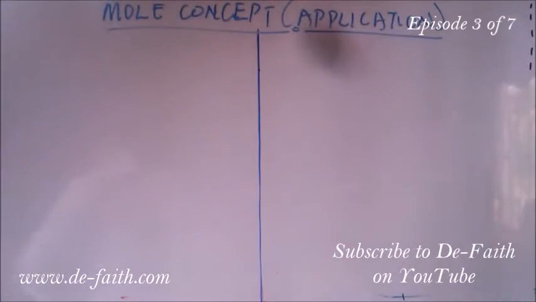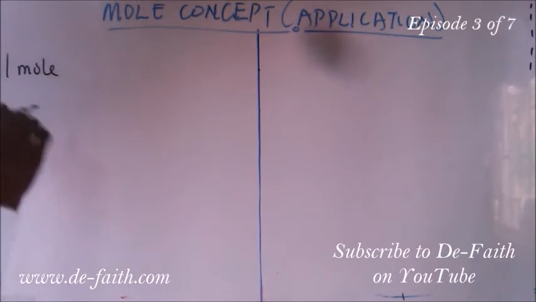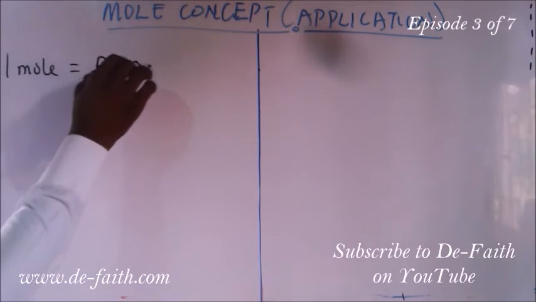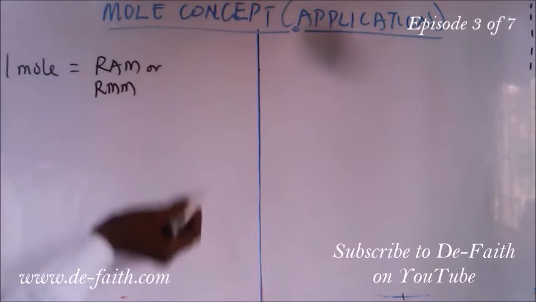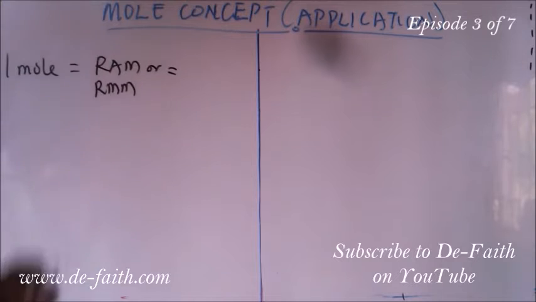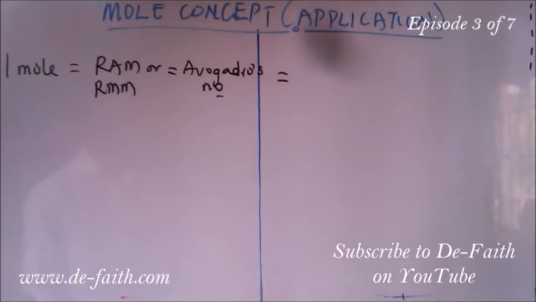So next we look at the application of the mole concepts. The mole concept is applied when we are calculating mass, volume of gases and liquids. From what we've discussed before, we know now that 1 mole of a substance is equal to the relative atomic mass or the relative molecular mass of that substance, and is also equal to the Avogadro's number, and it is also equal to the molar volume of that particular substance at standard temperature and pressure.